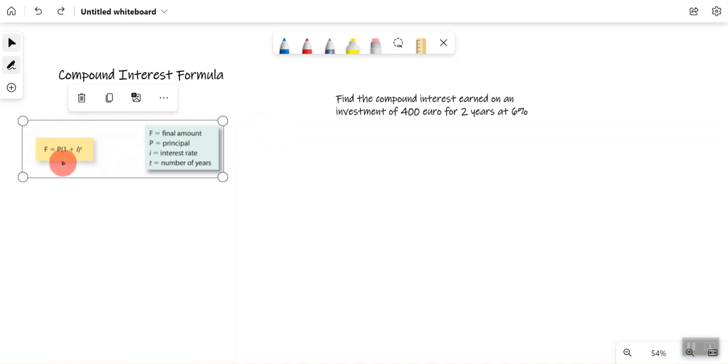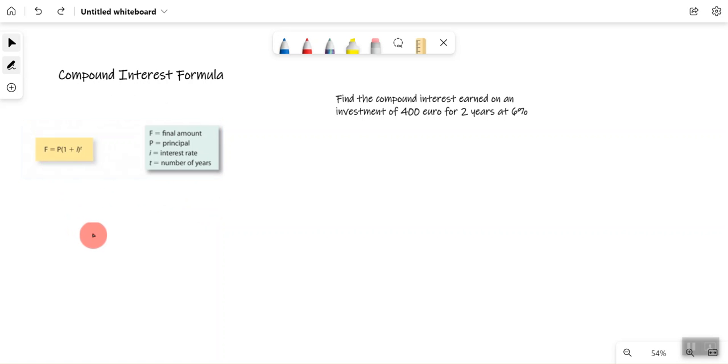P is the principal. So the principal is the money that you put in, that you start off with. I is the interest rate, and T is the number of years that you've invested your money for. So this is what's known as the compound interest formula.